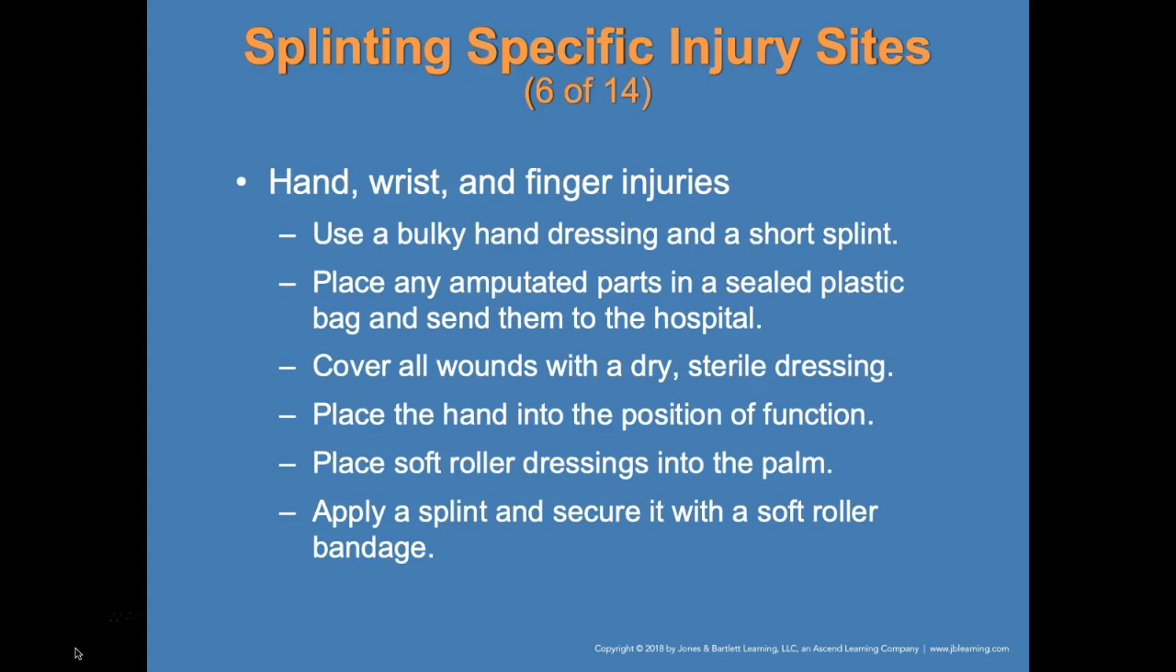All right, our hand, wrist, and finger injuries. We want to use a bulky hand dressing and a short splint. We want to make sure that we cover any wounds with dry, sterile dressing. Place the hand into the position of function. So if you're just holding your hand out, however it rests is your position of function. We're going to place a soft roller dressing into the palm and always apply a splint, secure it with soft roller bandage. So just hold that hand in the position of function and then secure it. Always check for PMS. I keep saying it, so it might be a big issue that you might see.